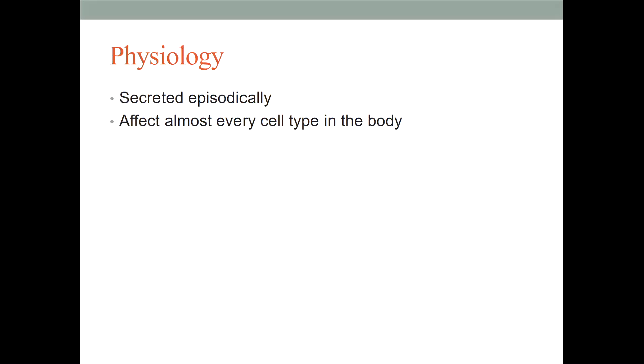In people, you have a diurnal rhythm. So you'll secrete more cortisol at certain times of the day. We don't see that in animals. It tends to just be episodic.